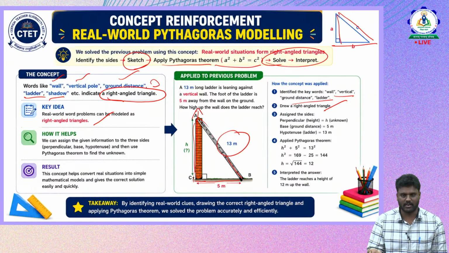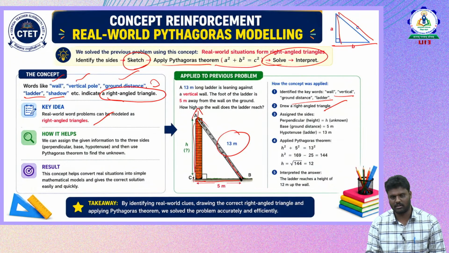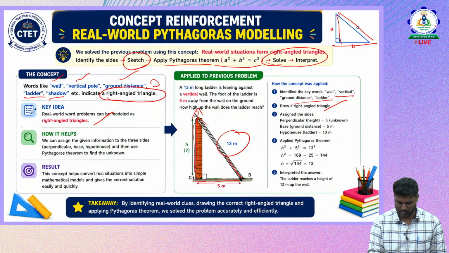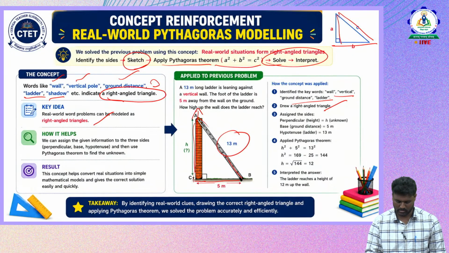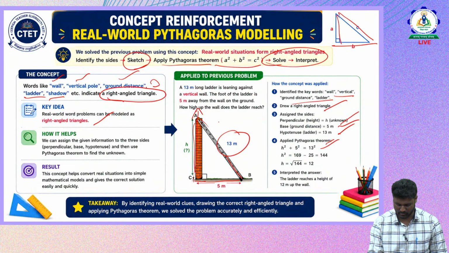If you remember the Pythagoras theorem, the highest side will be the hypotenuse, and the smaller sides are the other two sides. One side and the hypotenuse are given, and we need to identify the other side, the perpendicular height h, which we don't know. The base and the hypotenuse are given, so just apply these values in the Pythagoras theorem. If you remember, x square is equal to p square plus b square.